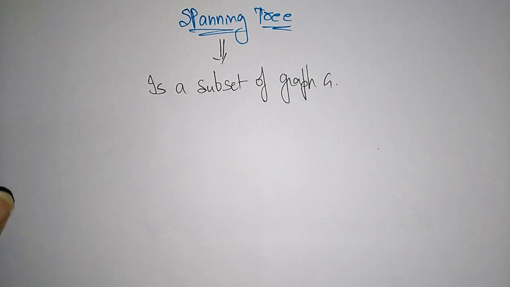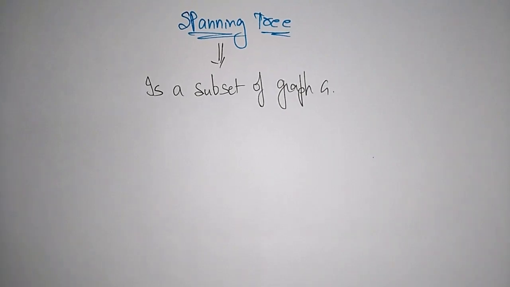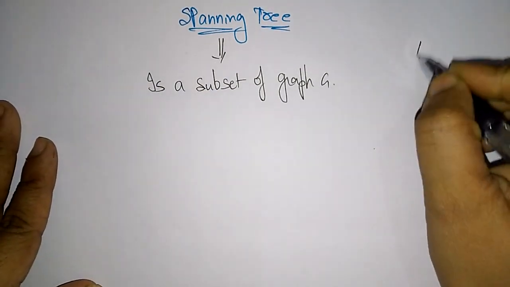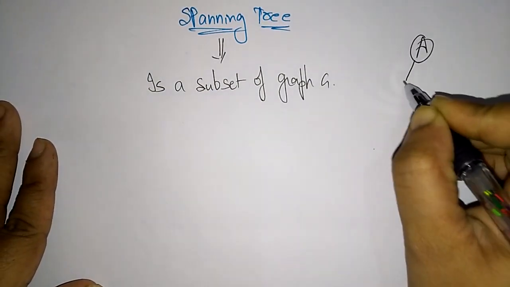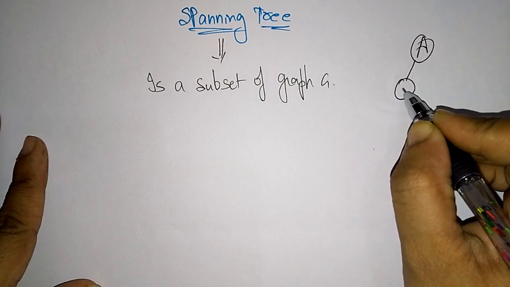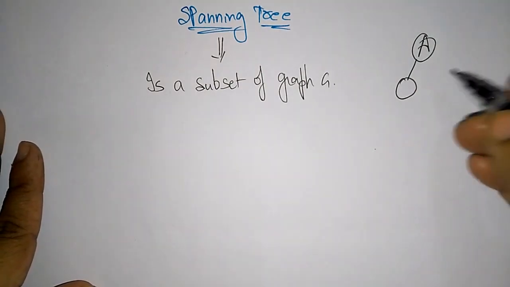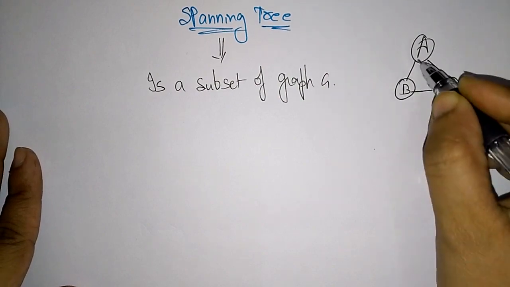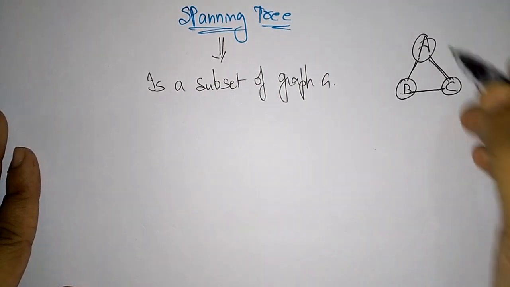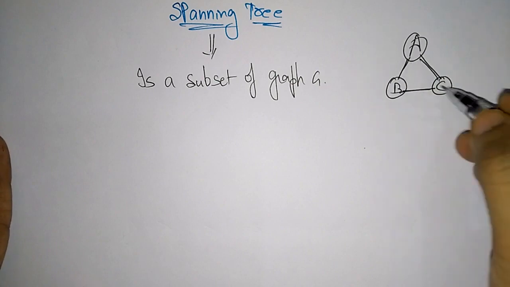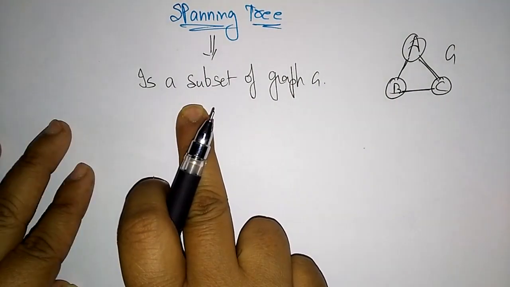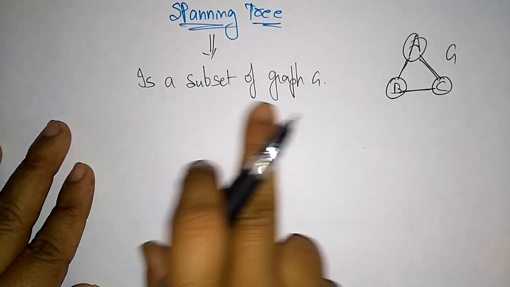Students, coming to the next topic, that is a spanning tree. A spanning tree is nothing but a subset of a graph. Whatever graph you have taken, a graph consisting of some nodes that you call vertices, with edges which are connected to each other, you call it a graph. So this is a graph G. A spanning tree is nothing but a subset of a graph.